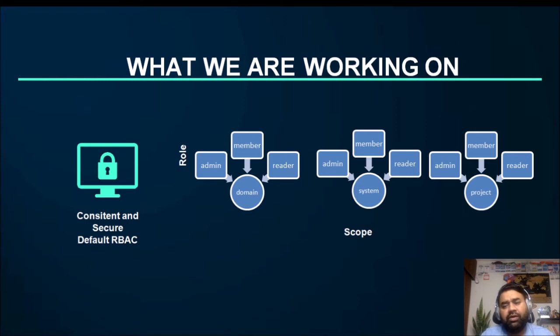So in our API policies, we are going to hard code the scope type, depending on the APIs and what information they are returning or what operation they are doing. And we have three roles: admin, member, and reader. The reader role is newly introduced, so that all these three roles can be combined with the three different scopes.